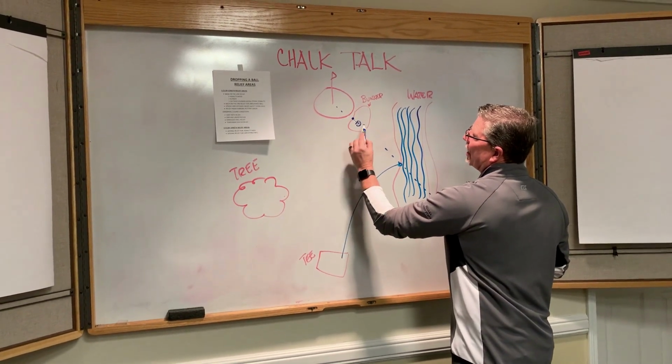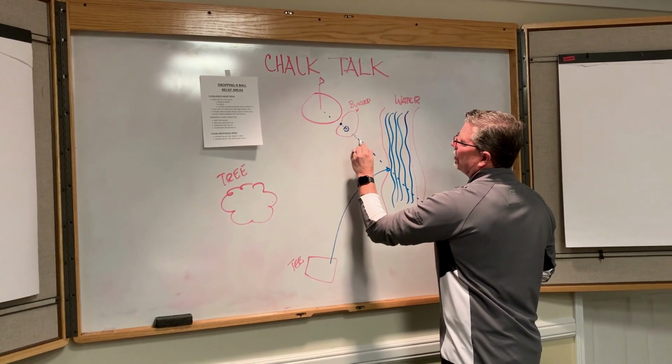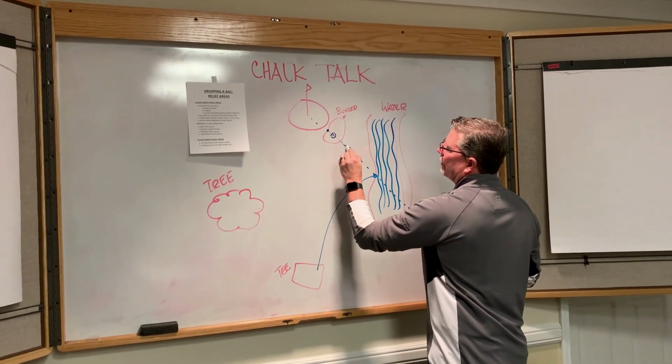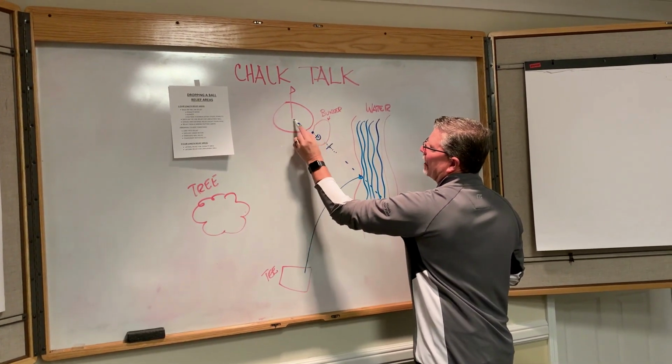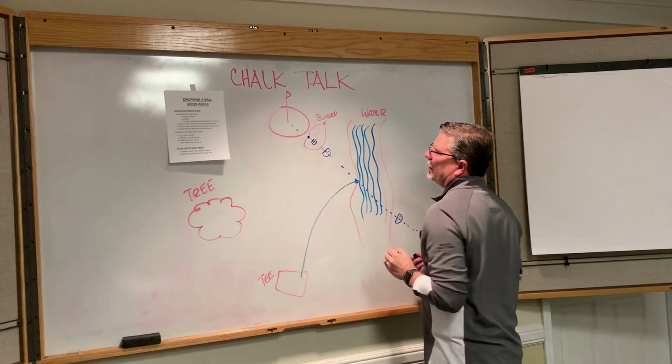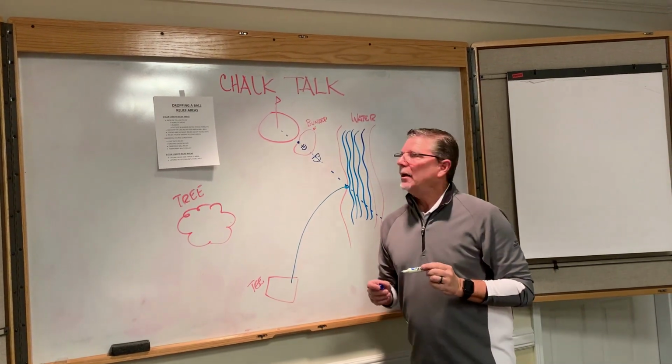I must use the back on the line. So in this case, I can go back as far as I want. I can drop the ball within one club length of the back of the line, drop it, and I'd be adding 2 shots in that case.